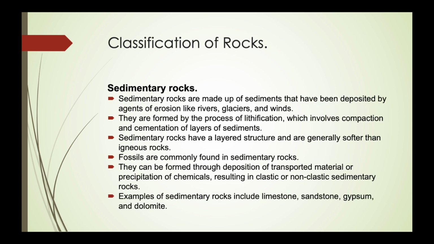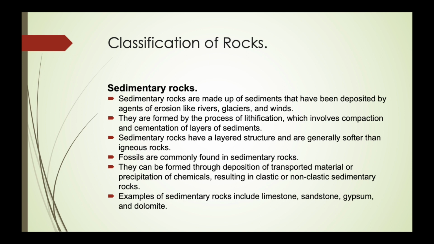Sedimentary rocks. Sedimentary rocks are made up of sediments that have been deposited by agents of erosion like rivers, glaciers, and winds. They are formed by the process of lithification, which involves compaction and cementation of layers of sediments. Sedimentary rocks have a layered structure and are generally softer than igneous rocks.